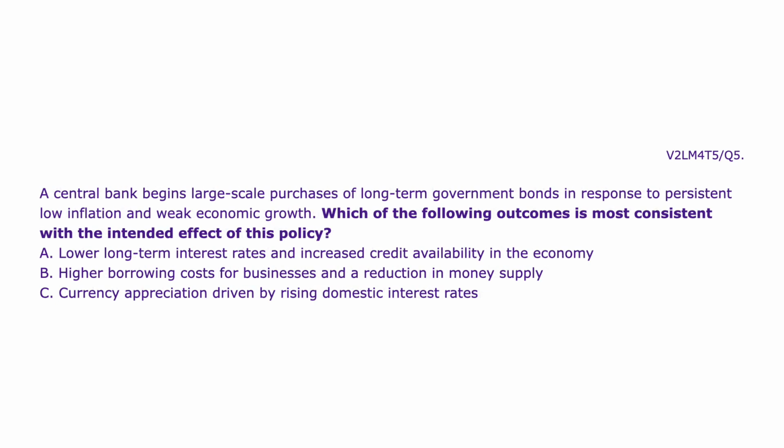A central bank begins large-scale purchases of long-term government bonds in response to persistent low inflation and weak economic growth. Which of the following outcomes is most consistent with the intended effect of this policy? A. Lower long-term interest rates and increased credit availability in the economy. B. Higher borrowing costs for businesses and a reduction in money supply. C. Currency appreciation driven by rising domestic interest rates.